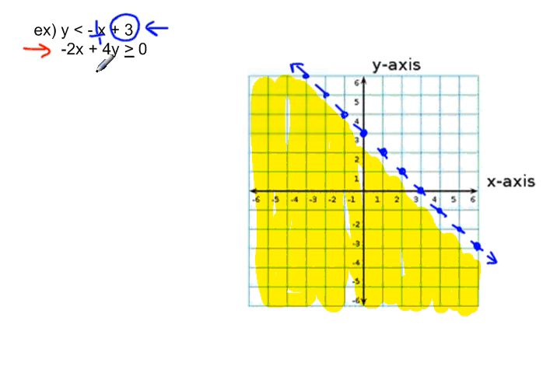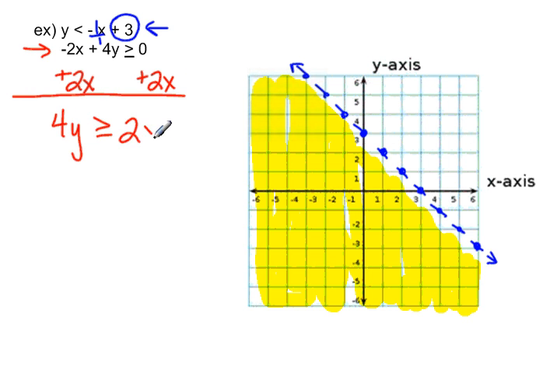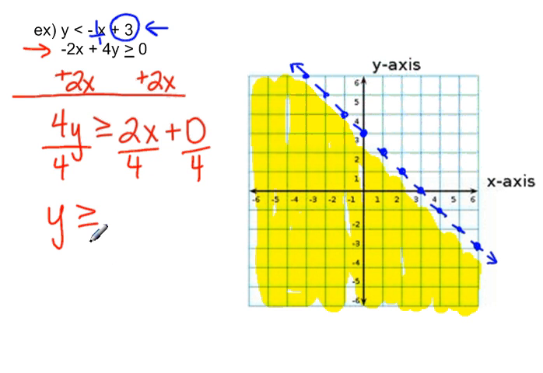Now this is set up in standard form, which is easy to graph using your x and y intercept, but let's practice getting y by itself. So how would we do that? We're going to add 2x to the other side. So I have 4y is greater than or equal to 2x plus 0. Still don't have y by itself, so to get y on its own, I'm going to divide every little thing by 4 and clean this up. Y is greater than or equal to 1/2 x plus 0.